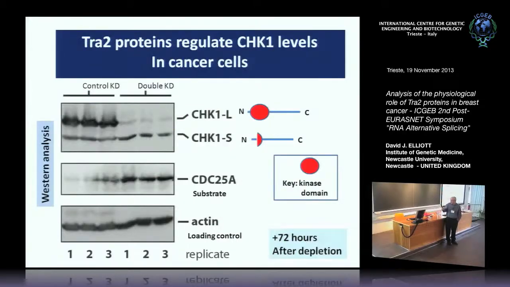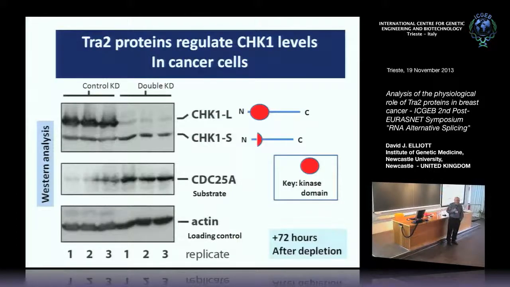These are protein extracts taken after double depletion of Tra2 proteins, 72 hours after depletion. Now, if you do a Western blot of control cells or double knockdown cells, and you probe with an antibody which recognizes CHEK1, you can see two bands in the control. This is plus the kinase domain, and this is minus the kinase domain. So you get two protein isoforms as well as two mRNA isoforms. But after double knockdown, you get a switch to the shorter isoform only, and you lose the longer isoform. So you remove the kinase domain from CHEK1.